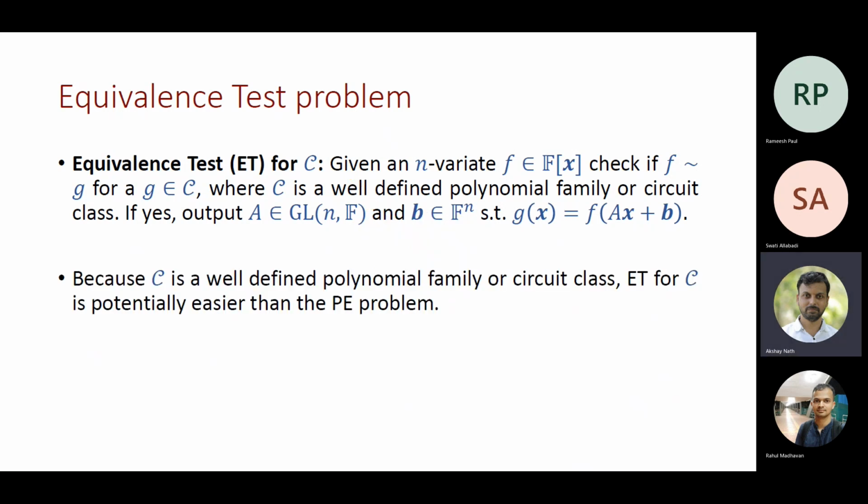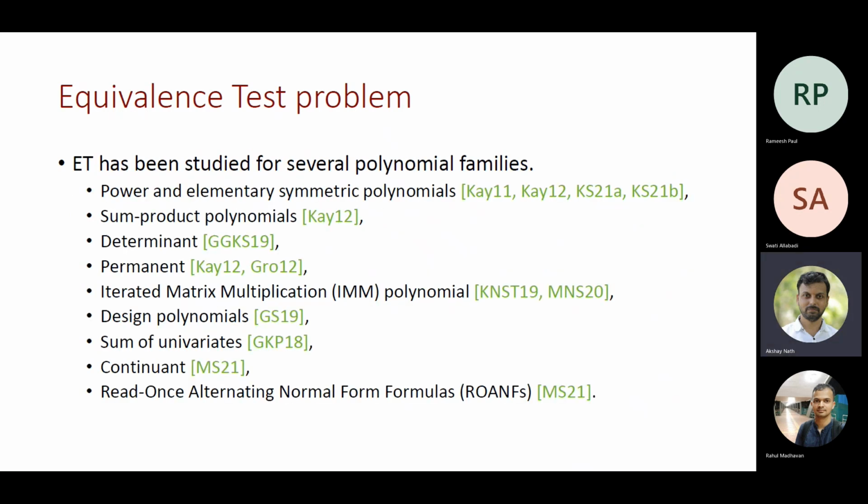Now, because 𝒞 is a well-defined polynomial family or circuit class, we can expect ET for 𝒞 to be potentially much easier than the general PE problem. And this turns out to be the case for some polynomial families or circuit classes 𝒞, but ET for 𝒞 can still be quite non-trivial and difficult. The ET problem has been studied extensively for several polynomial families. For example, it has been studied for power symmetric, elementary symmetric polynomials, sum-product polynomials, determinants, permanents, iterated matrix multiplication polynomials, design polynomials, continuants, sum of univariates, and Reed-Evans alternating normal forms.